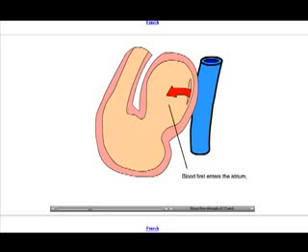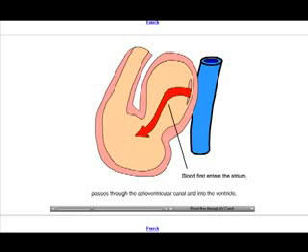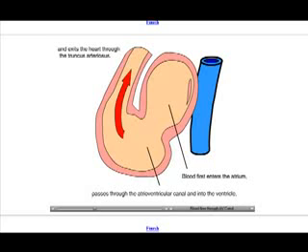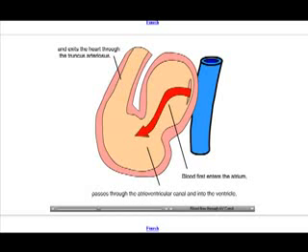Blood first enters the atrium, passes through the atrioventricular canal, and then goes into the ventricle, and finally exits the heart through the truncus arteriosus.